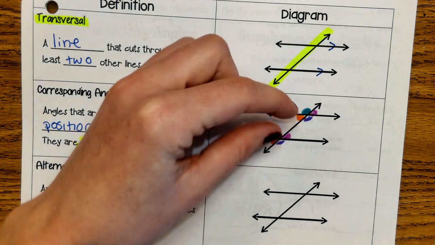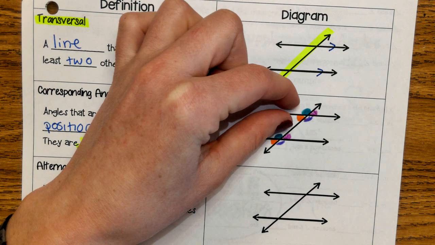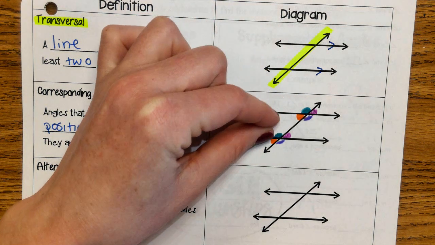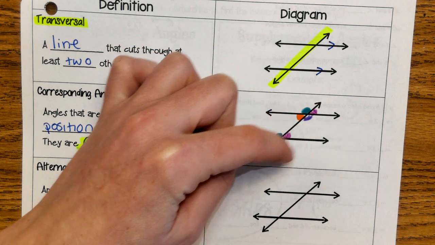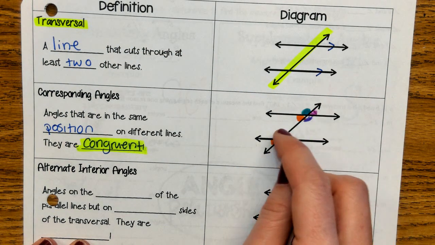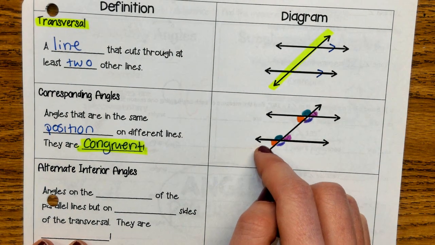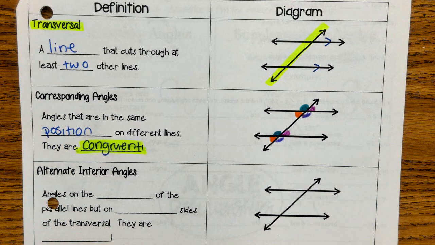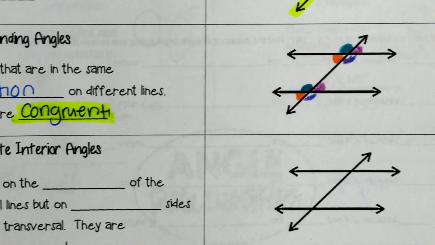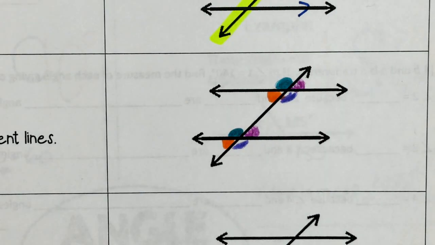So, if you imagined taking this line with all those colors and scooting it down, everything would be on top of the angle it corresponds with. Green is on top of green, orange is on top of orange. This whole picture gets scooted down and they overlap with their corresponding angles. Okay? Can everyone imagine that?